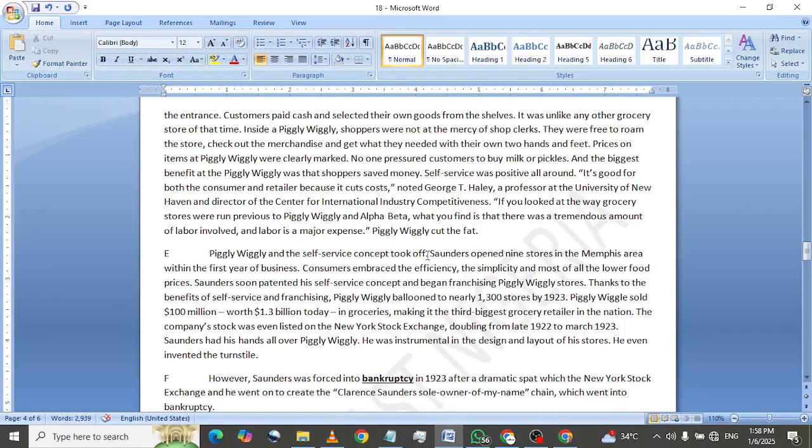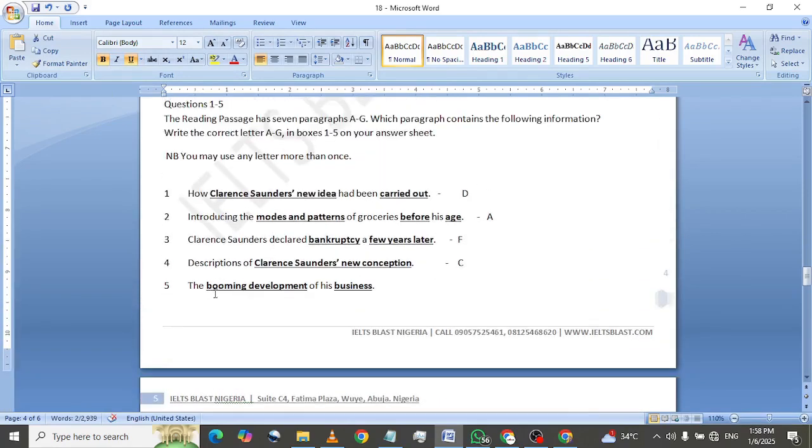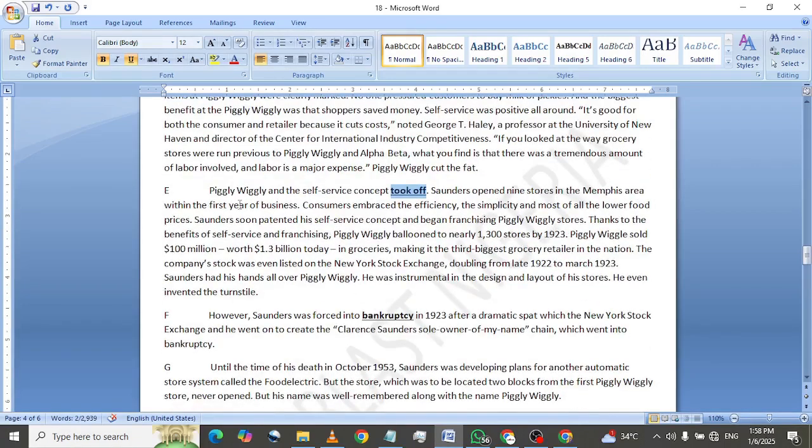Oh, look at it now. Can you see it? They said took off. Took off is also known as booming. Can we see it now? They said the booming development of his business. But here, they said the Piggly Wiggly and the self-serving concept took off. That is the concept now, that is what he came up with.